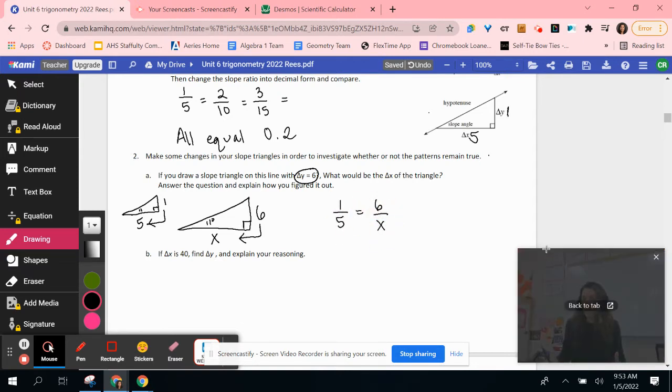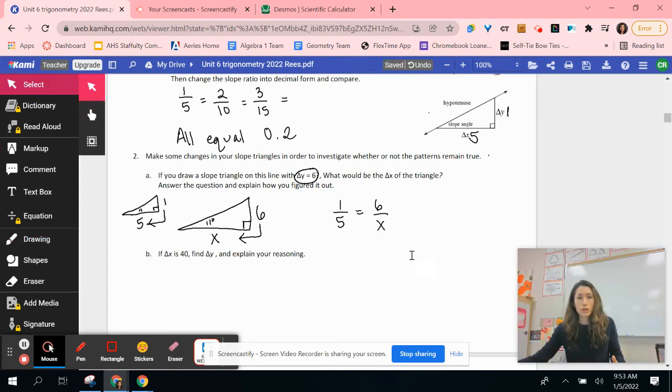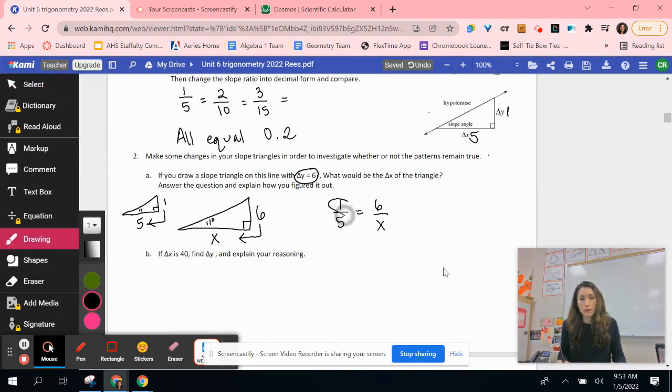And from here, we would just multiply our cross products with each other. First cross product would be x times 1, that's going to be x. Next cross product would be 6 and 5, so that would be 30. x is 30, so that would be this measurement here. And that makes sense. 6 over 30 is going to simplify to 0.2 or 1/5.